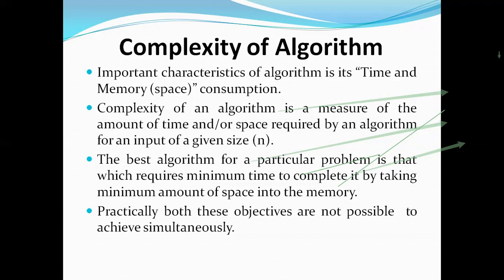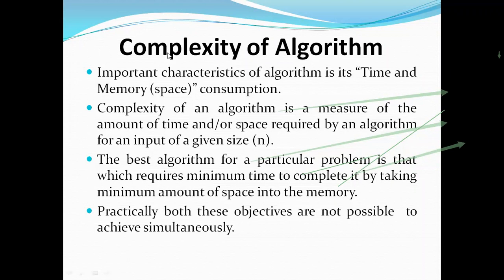If your algorithm takes more time, it is more complex. If it takes less time, it will be less complex and good for you. Practically, both time and space objectives are not possible to achieve simultaneously. So we cannot say that the algorithm will take less time and less memory. It is a little bit difficult to achieve. So you can go for any one thing: either less time and more space, or less space and more time.